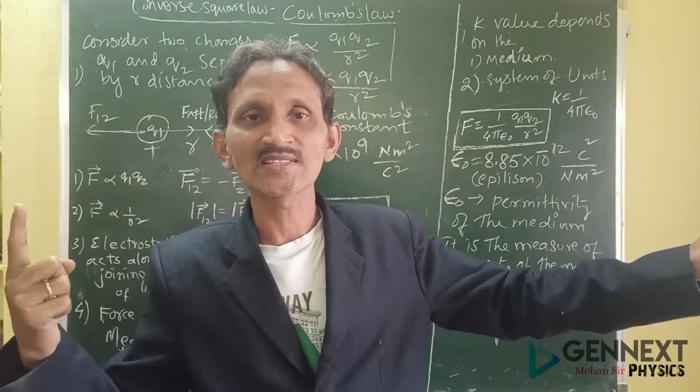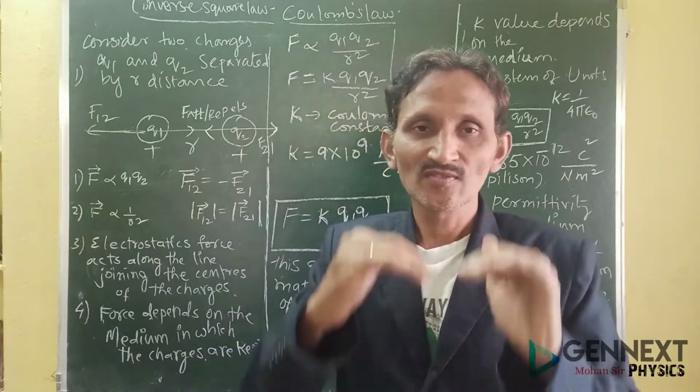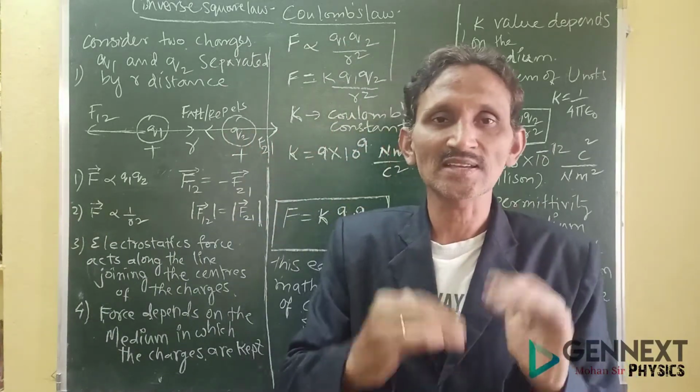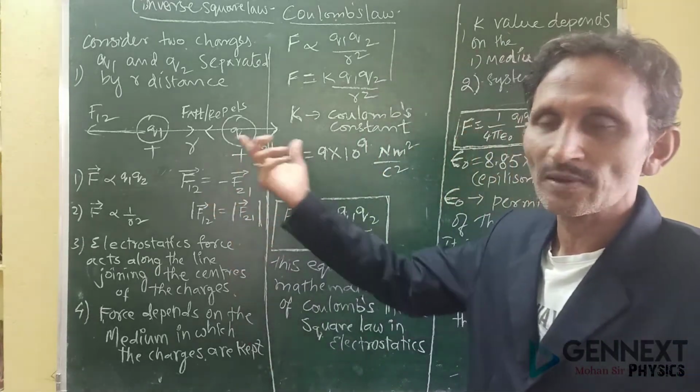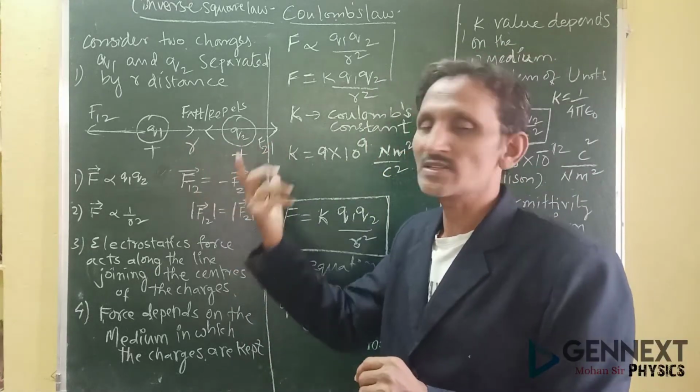When the distance is large, the attraction force is less. The electrostatic force will be less, either attraction or repulsion. It depends upon the charges: plus or minus, or plus. So plus to plus is repulsion.